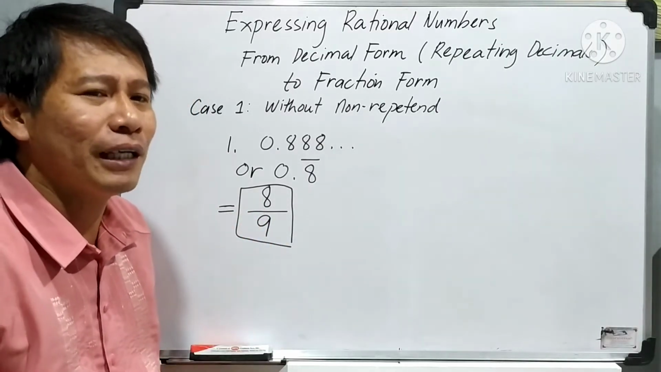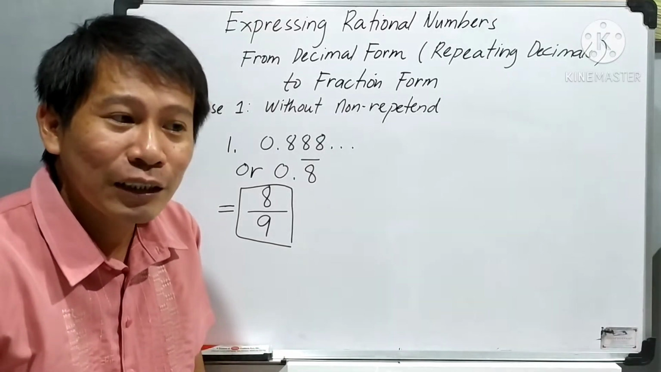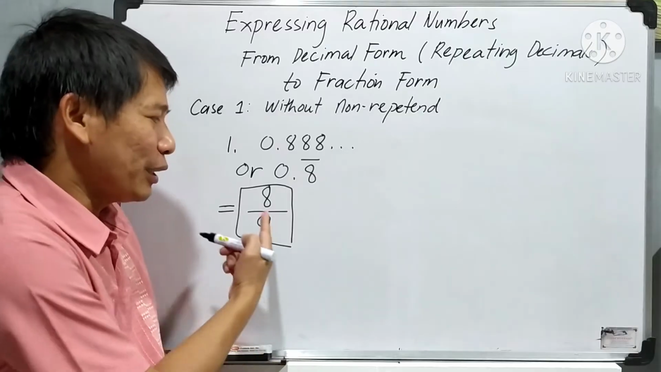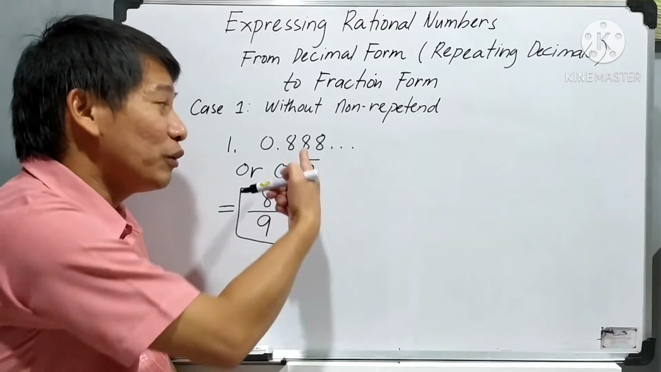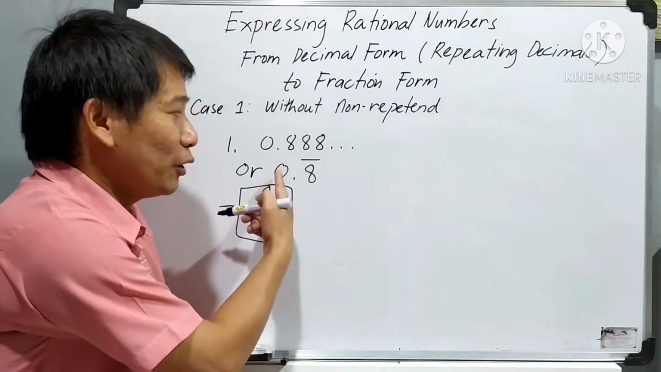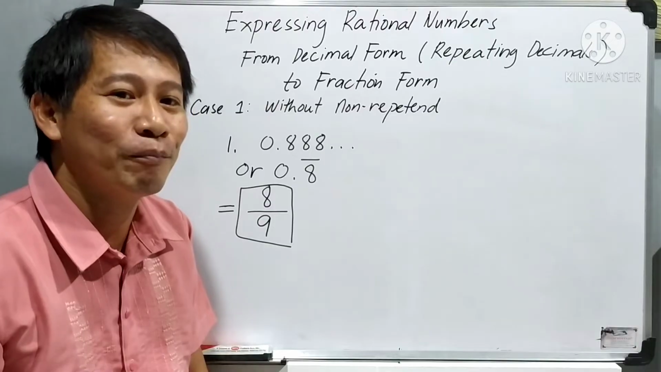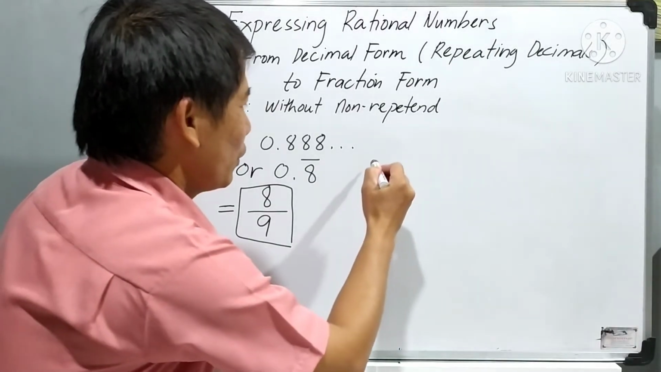So, paanong gagawin natin para ma-check yan? I-reverse natin yung process. So, anong ibig sabihin? Express natin itong 8 over 9 into decimal. And let us see if we will get this 0.88 and so on and so forth as repeating decimal. Okay, let's do the checking. So, let's check.